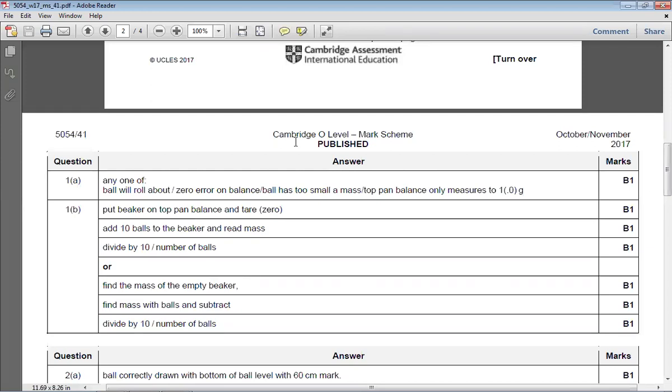You can see the mark distribution of each part. You can compare my answers with this marking scheme, your answers with this marking scheme, your teacher's answers with this marking scheme. Even if you are reading from the reference book, compare the answers with this marking scheme. It's a very important practice. So pause the video, take your time, read this marking scheme. I have already compared my answers with it. So let's go to the next question.